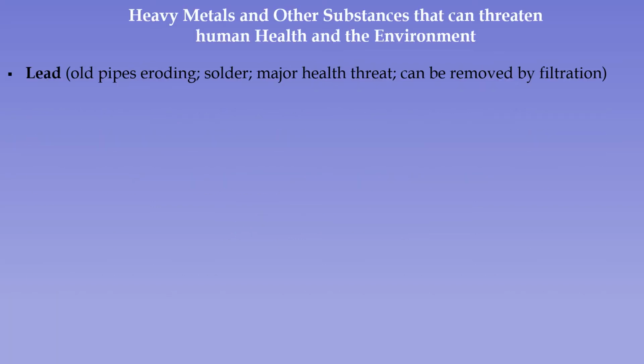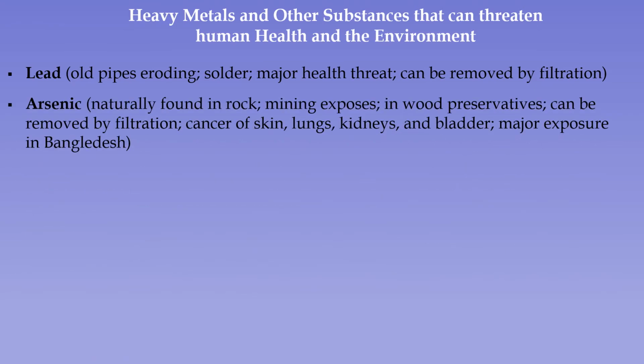Okay, so we have lead that can come from erosion of old pipes still even today, and from the soldering of pipes that might have lead in the solder. So even though it might be a new building, some of the pipes can erode down to other metals that have lead in it. And it is a health threat that we'll get into, but it can be removed by water filters. Then we have arsenic.